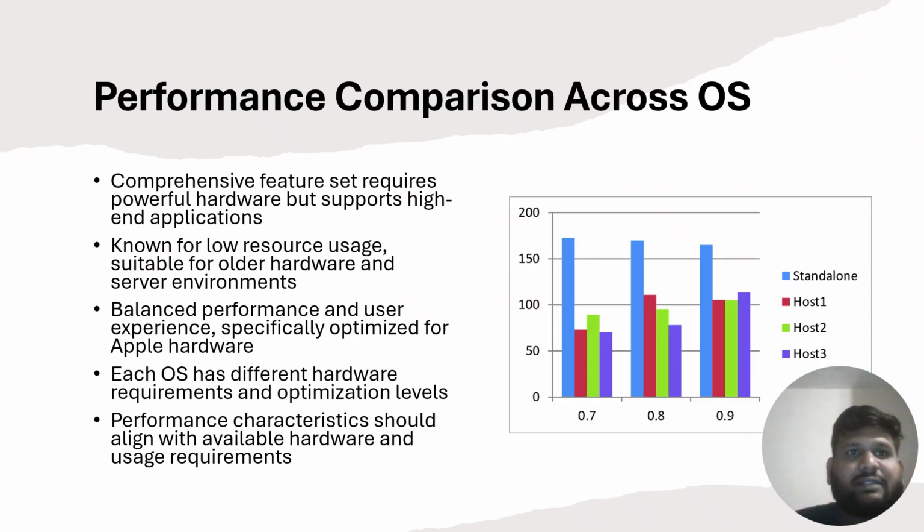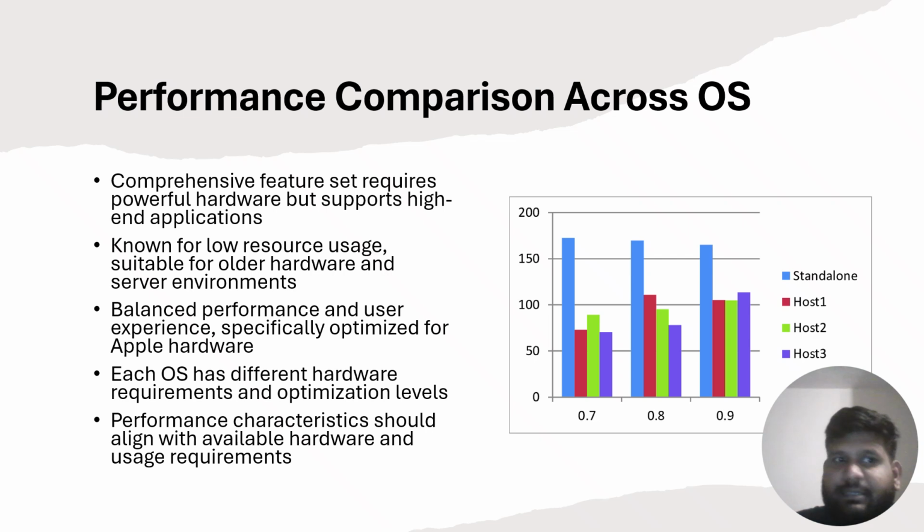Now moving to the next slide, performance comparison across the operating systems. When comparing performance, each operating system has its strengths. Windows is resource intensive due to its comprehensive feature set, making it ideal for high-end applications, but it requires powerful hardware. Linux is known for its efficiency and low resource usage, making it suitable for running on older hardware or as a server OS.